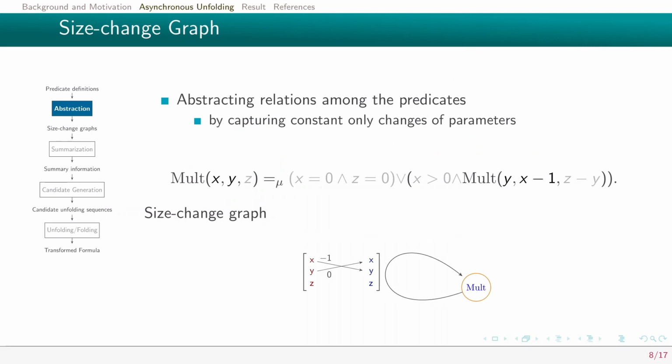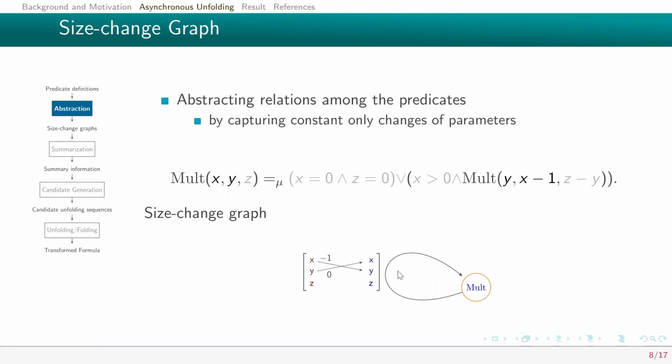Now, I'll discuss in a bit more depth some of the steps. In construction of the size change graph, we capture only the constant changes. Here, in the predicate mult, x flows to the second parameter, that is y, reducing by 1. It is captured here. Similarly, y to x with no change is captured here. Flow from z to z is not taken because the change is not constant. That's why we call it an abstraction.